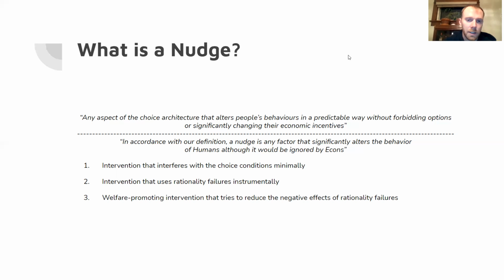I want to highlight that in categories 2 and 3, this is where we connect nudge theory to heuristics and biases. So you're either trying to partner with those irrationalities to help move with that inertia to create the best decision, or you're trying to mitigate the consequences of those biases or heuristics that cause irrational behavior.